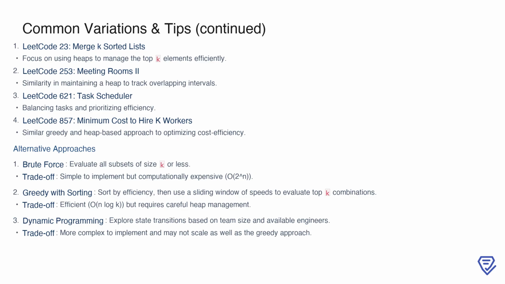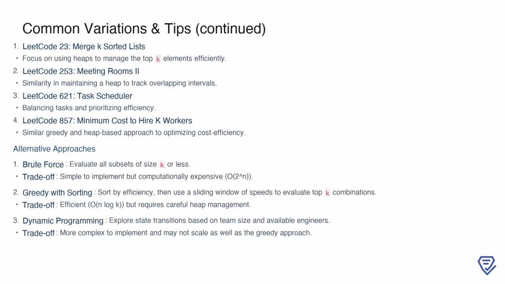For example, LeetCode 23, Merge K Sorted Lists, involves using heaps to efficiently manage the top K elements, much like this problem. LeetCode 253, Meeting Rooms II, shares similarities in maintaining a heap to track overlapping intervals. LeetCode 621, Task Scheduler, focuses on balancing tasks and prioritizing efficiency, while LeetCode 857, Minimum Cost to Hire K Workers, employs a similar greedy and heap-based approach to optimize cost efficiency.